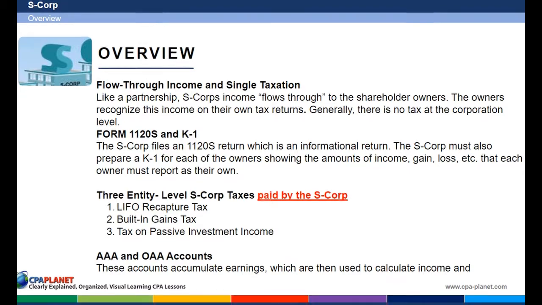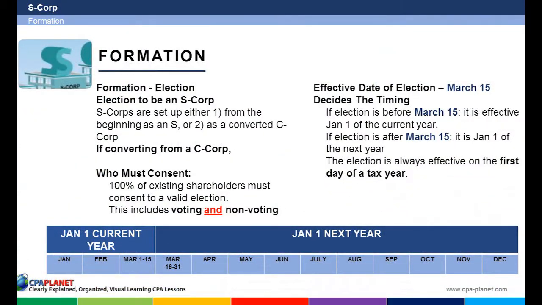All right, let's talk about formation, election. S-corps are set up either from the beginning as an S-corp or you convert from a C-corp. If you convert from a C-corp, then 100% of the existing shareholders must consent to the election. This includes voting and non-voting shareholders.